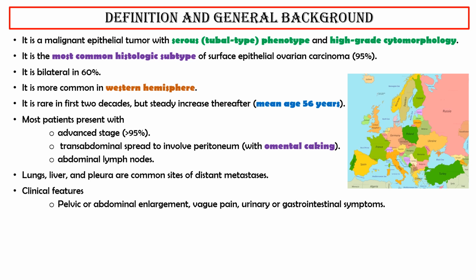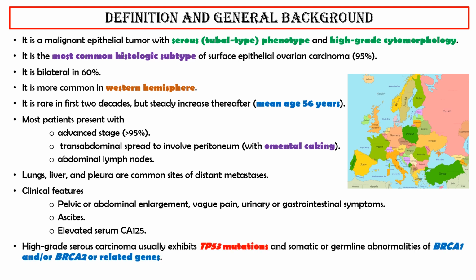Clinical features: pelvic or abdominal enlargement, vague pain, urinary or gastrointestinal symptoms, ascites, elevated serum CA 125. High-grade serous carcinoma usually exhibits TP53 mutations and somatic or germline abnormalities of BRCA1 and/or BRCA2 or related genes.